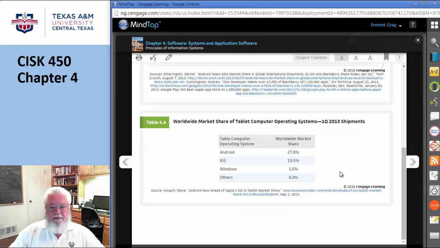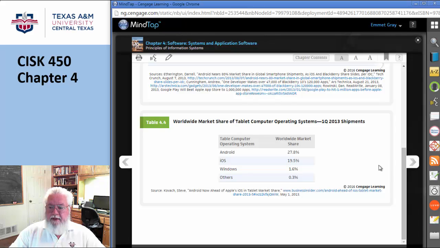So looking at tablets, it's about the same. Android tablets and iOS tablets and Windows tablets are hanging in there. Although this was done before the latest and greatest versions of the Microsoft Surface. So I think they're probably up into the tens, maybe, if you would look at more current stuff.